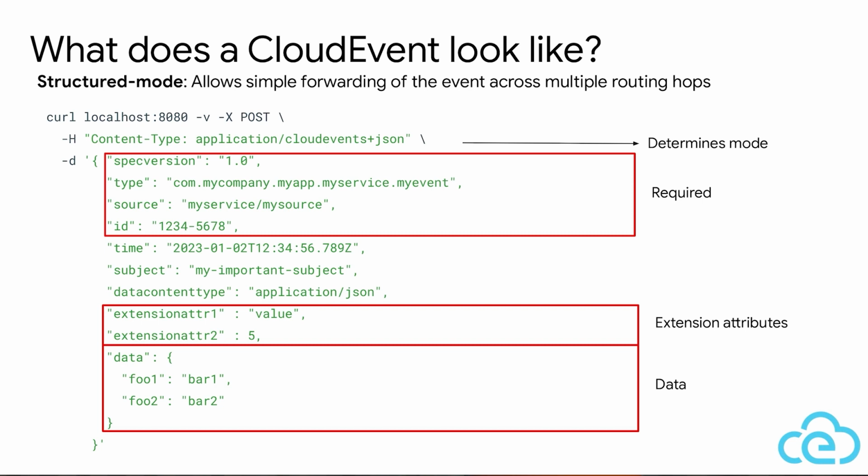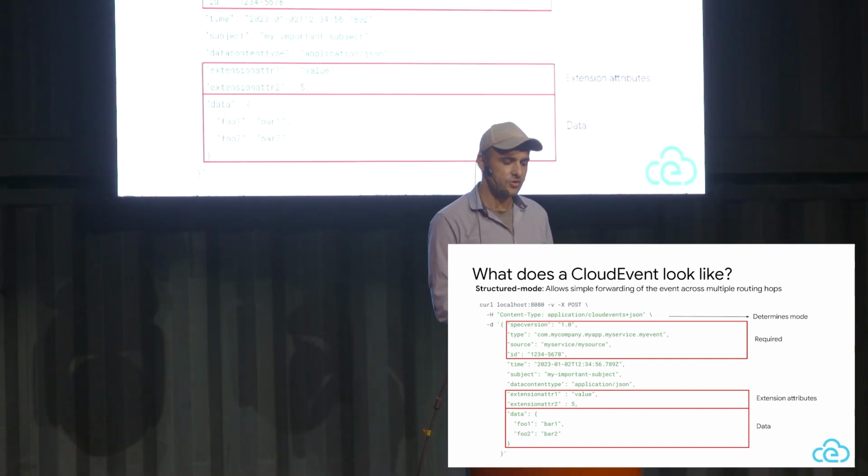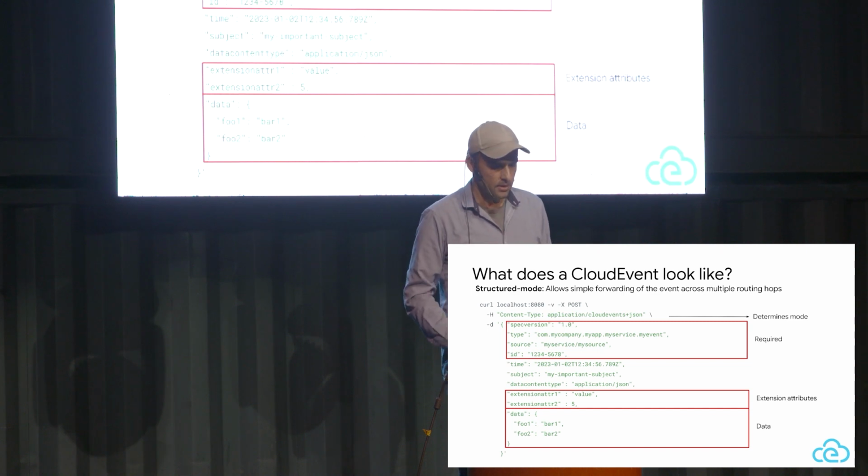The structured mode is good if you want to send your CloudEvent across multiple routing hops and make sure that they are not dropped anywhere, because everything is in the body. Usually the routers don't touch the body, but they might look at the headers, and maybe they will drop something because you have some special headers.